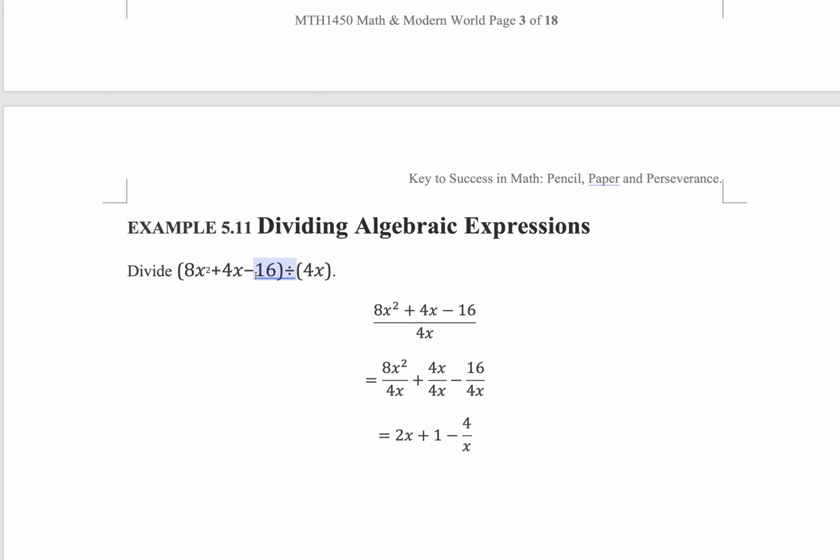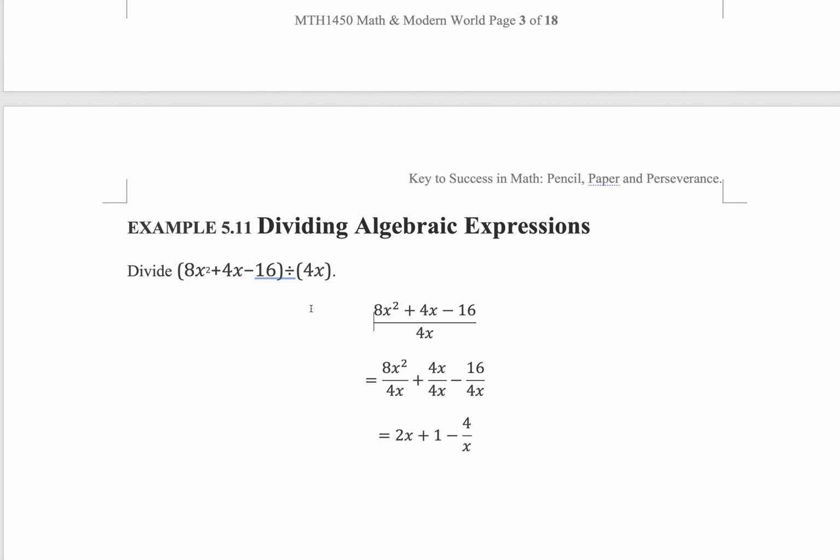One more example for this section, division between algebraic expressions. Because of the nature of this class, we are not going too deep into all those operations, especially for division. We are just going to consider a polynomial divided by a single term.